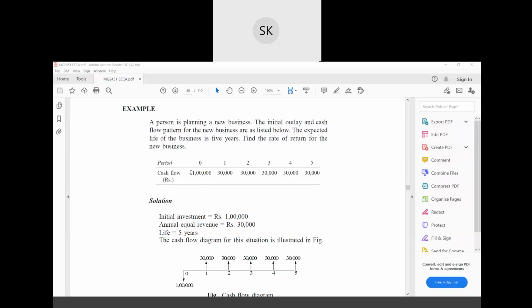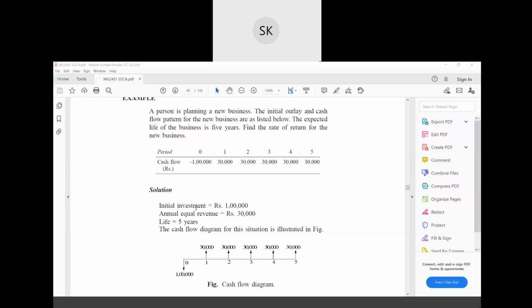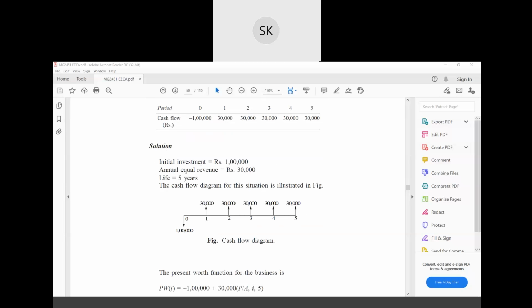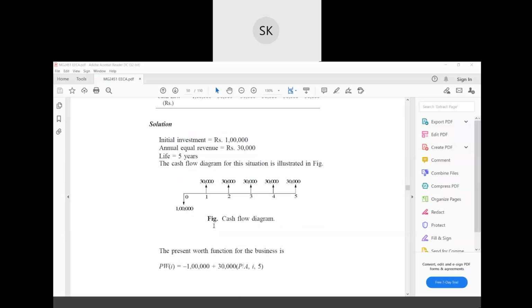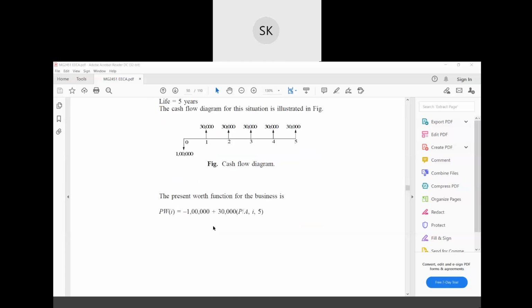This is the initial investment, or you can say initial outlay, which is 1 lakh. It is represented by minus. And the cash flow pattern is how much cash flow there is in the business. This is 30,000 for 5 years. So the initial investment was 1 lakh, and annual equal revenue at the end of each year, he was getting 30,000 profit, shown for 5 years. So life will be 5 years. This is the cash flow diagram, which is return dominated. Now, with the help of the present worth method, you can find the PW.